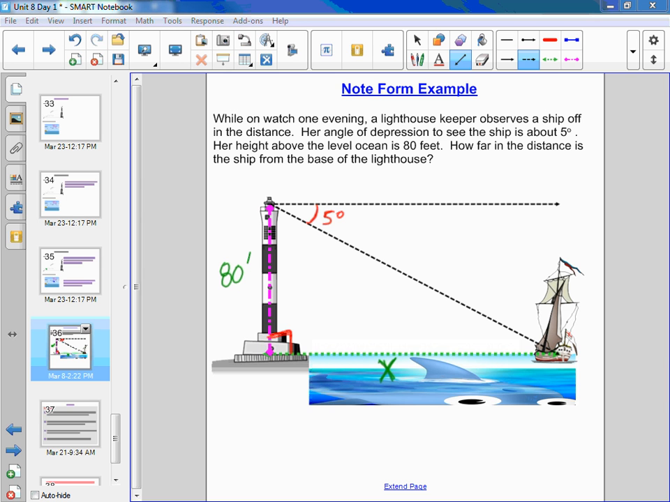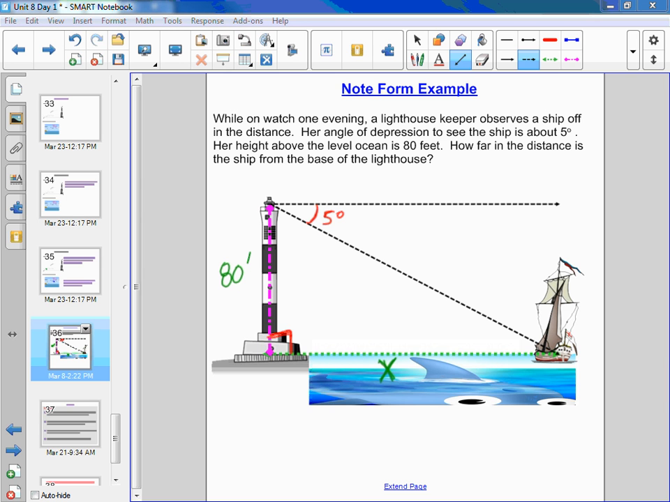Okay, ladies and gentlemen. What can we use that 5 degrees that's currently outside of my triangle? How can I use that information to get inside my triangle? So what's something we could do to get some angle measures inside there? Ian and Rachel? You could do 90 minus 5 and you get 85.